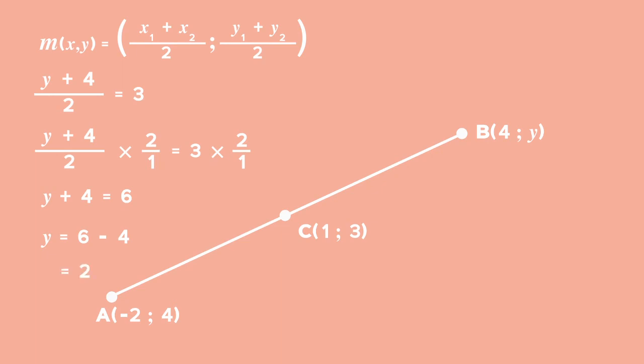So you have the x coordinate of the outer point B is 4, and the y coordinate at point B is 2. So as you can see, using the midpoint which we were given, we are able to determine one of the outer points of the straight line given its midpoint.